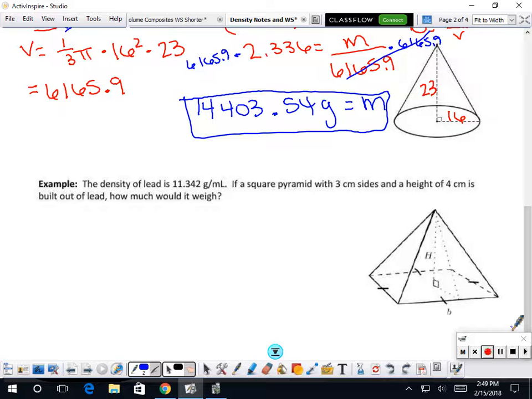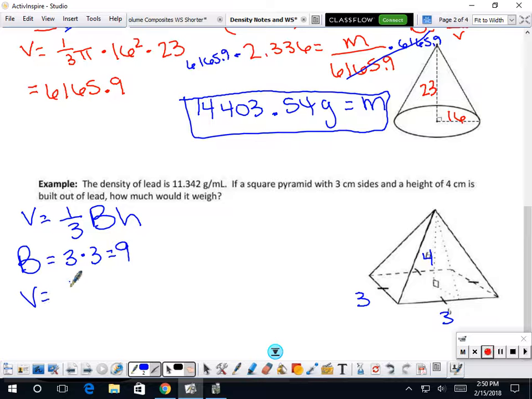Okay, the last example on the back of the page here. We have the density of lead is 11.342 grams per milliliter. If a square pyramid with 3 centimeters sides and a height of 4 centimeters is built out of lead, how much would it weigh? So this time we have a square pyramid. The legs are going to be 3. The height here would be 4. So for volume, I have 1 over 3 big B times H. I'm going to find big B first, which I multiply base times height, length times width, just multiplying the two sides together. 3 times 3 gives me 9. So volume is equal to 1 over 3 times 9 times the height of the pyramid is 4. 1 over 3 times 9 times 4 is 12.